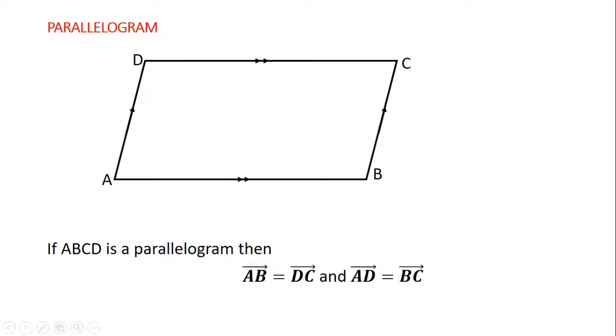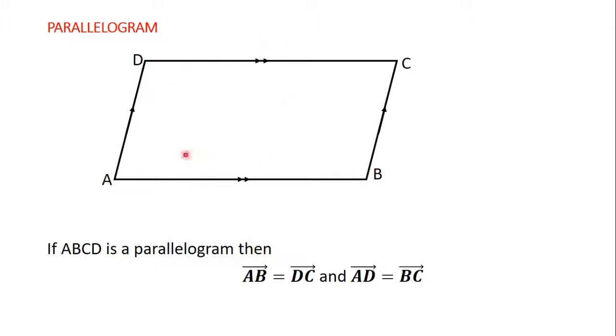If you have this parallelogram ABCD, as we can see in this diagram, you can see that line AB is a vector, so it's indicated here with the arrow, and line DC is also a vector. AD is a vector and BC is also a vector. If this is a parallelogram, then the vector AB is equal to the vector CD and the vector AD is equal to the vector BC. This is a special property of a parallelogram.